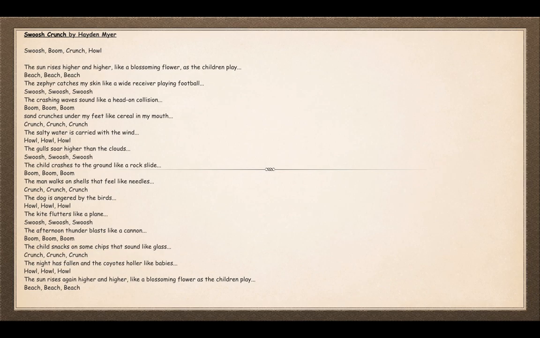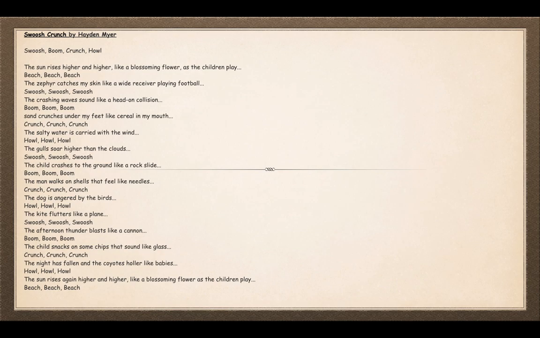Swoosh, boom, crunch, howl. The sun rises higher and higher, like a blossoming flower as the children play. Beach, beach, beach. The zephyr catches my skin like a wide receiver playing football. Swoosh, swoosh, swoosh. The crashing waves sound like a head-on collision. Boom, boom, boom. Sand crunches under my feet like cereal in my mouth.